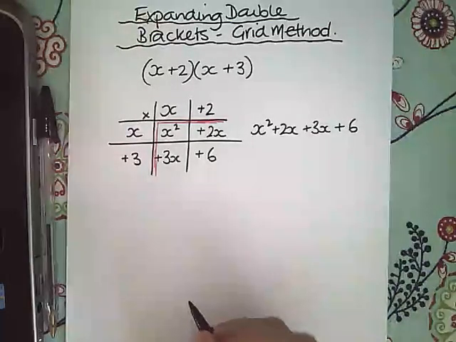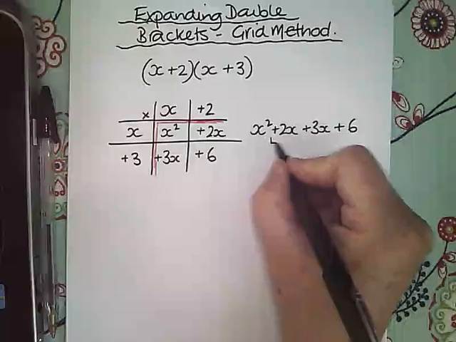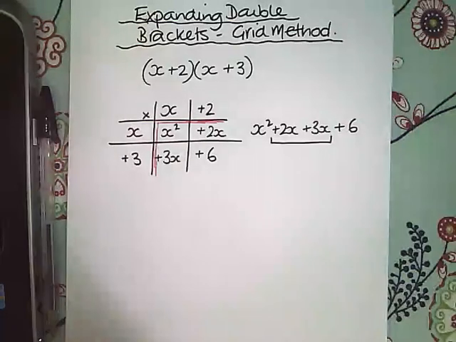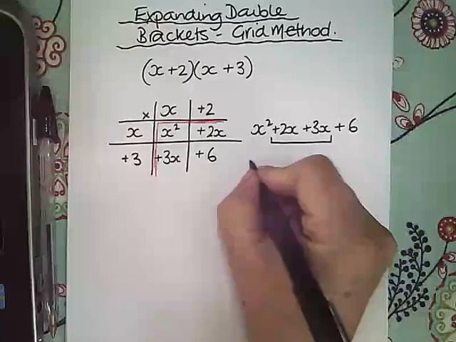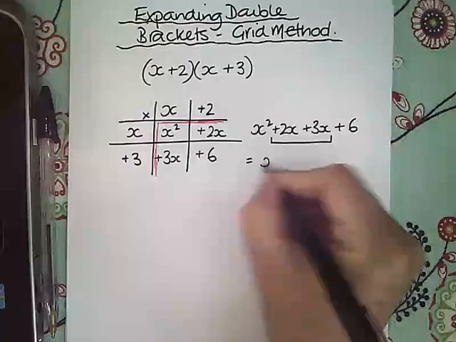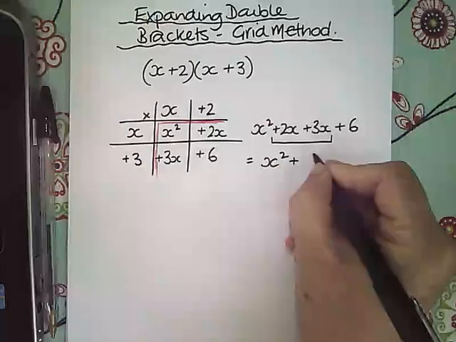Now when we tidy this up, we can combine the 2x and the 3x because the x's can be simplified, they can be added together. There's only one lot of x squared and there's only one number on its own, so that can't be simplified any further. So this finally simplifies to x squared plus 5x plus 6.